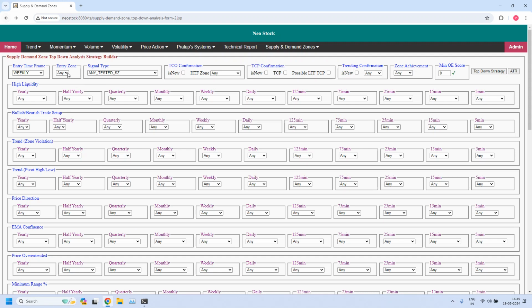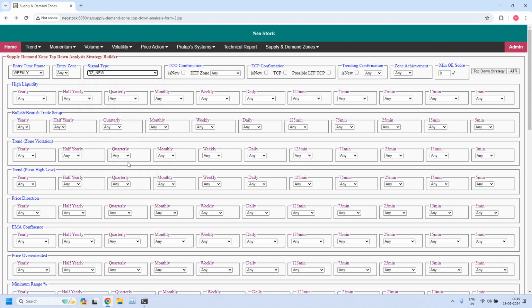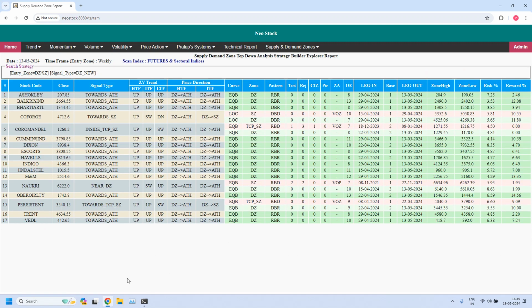Let me go back. For weekly time frame, let us find the stocks having newly created weekly demand zones. These 17 stocks are having newly created weekly demand zones. That means new weekly demand zones are created during this week.